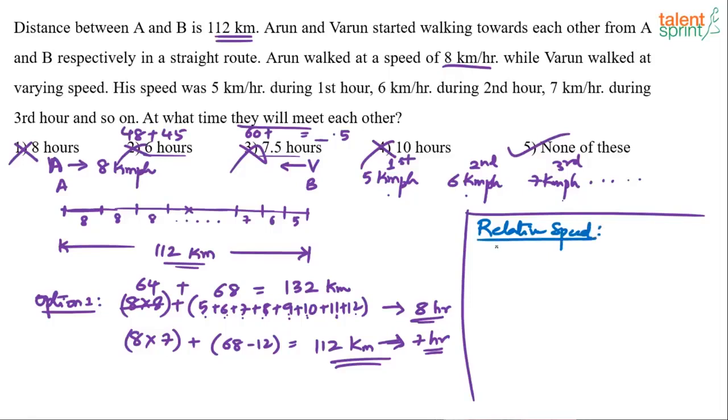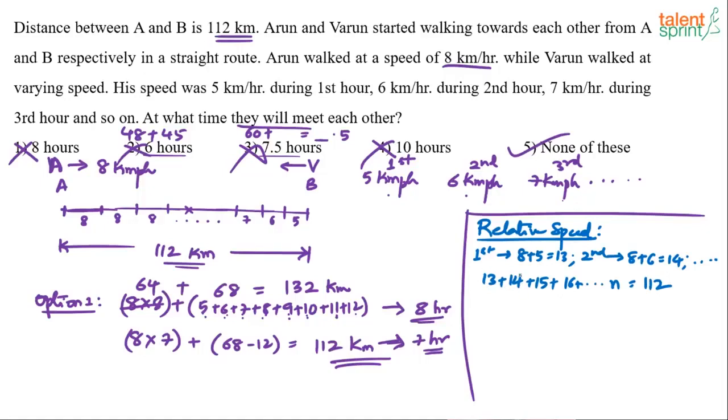what happens? You know that in the first hour, the distance covered is 8 plus 5, which is 13. In the second hour, the distance covered is 8 plus 6, which is 14, and so on. So basically 13 plus 14 plus 15 plus 16, up to what times? How many times will give you the sum as 112 is the question. 13 kilometers, 14 kilometers, 15 kilometers, 16 kilometers. You keep adding till you get 112 kilometers. Each number here represents 1 hour.